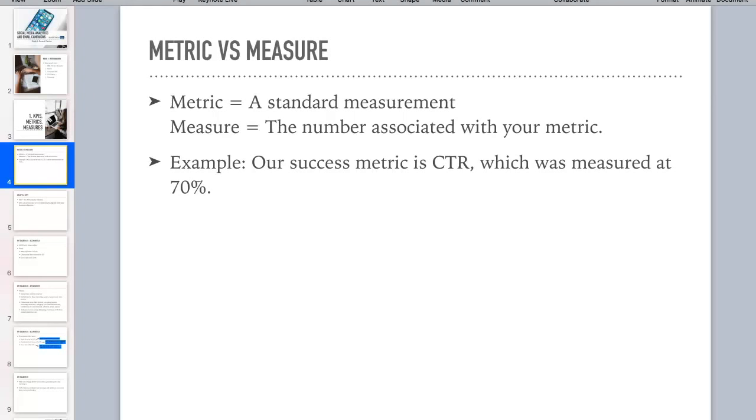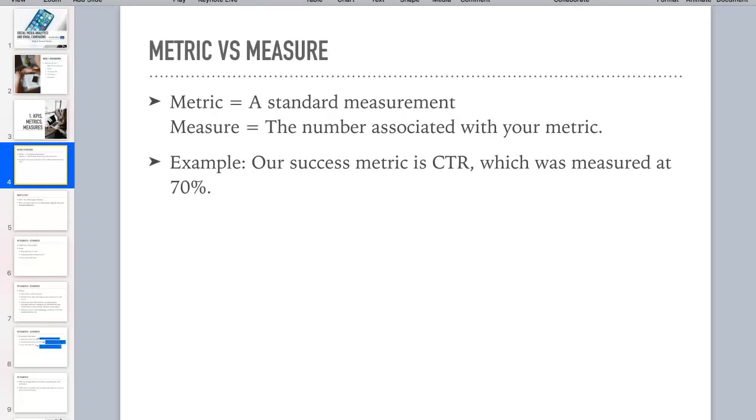So it's important to be on the same page about what these different words mean, because they're fairly universal terms in the marketing world. So we want to make sure that we're all confident and comfortable when we enter the marketing world and discussing with our coworkers and in the workplace the difference between a metric and a measure.